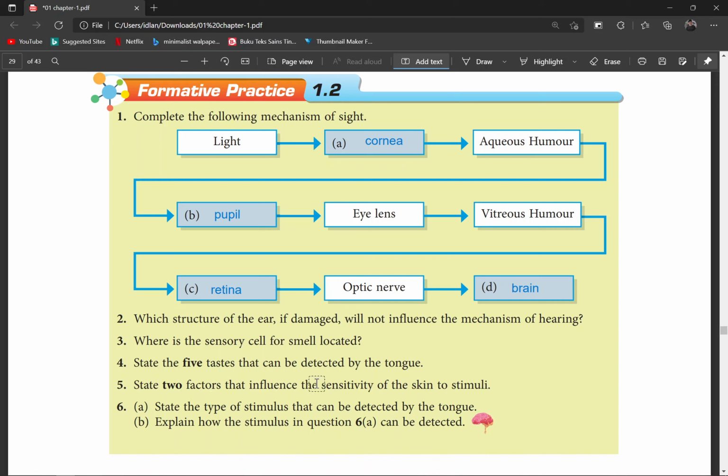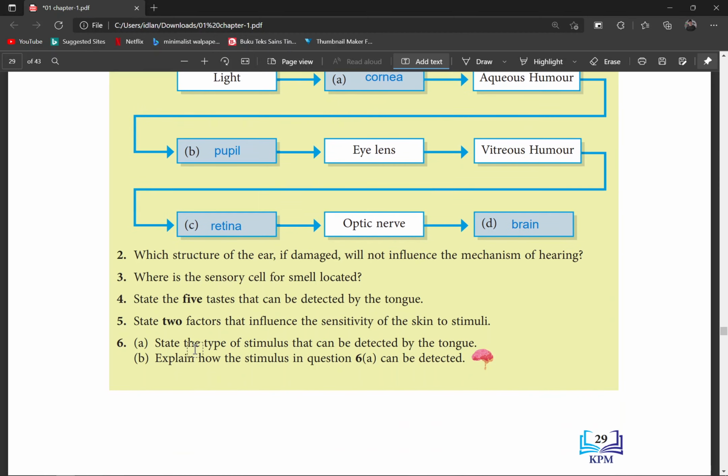Two factors that influence the sensitivity of the skin to stimuli, which is cold and pain. State the stimuli that can be detected by the tongue. Okay, this is the taste of food. Okay, this is stimulus. And explain how the stimulus in the question can be detected.